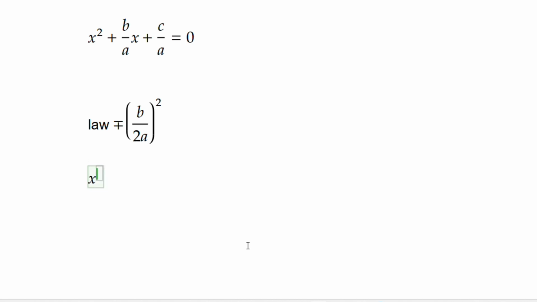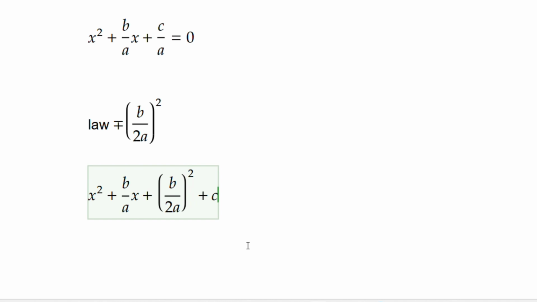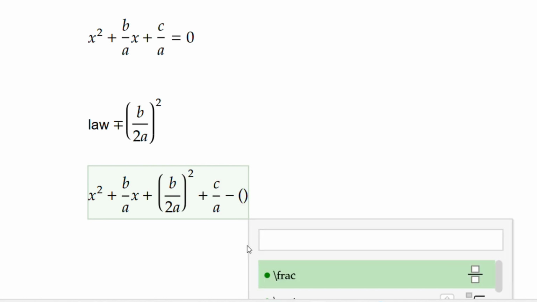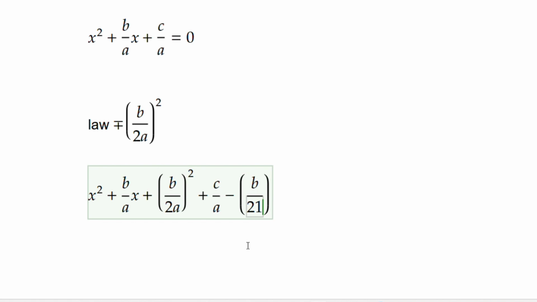It's going to be x to the power 2 plus b over a x. Okay, now we're going to add the first one, the first law, which is positive b over 2a to the power 2, plus c over a, minus, we're going to minus the law. So it's going to be b over 2a to the power 2, then it's equal to 0.